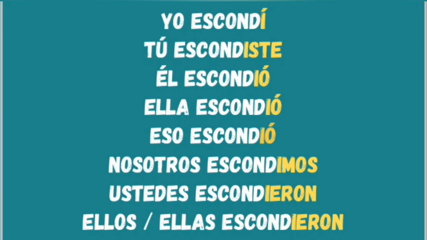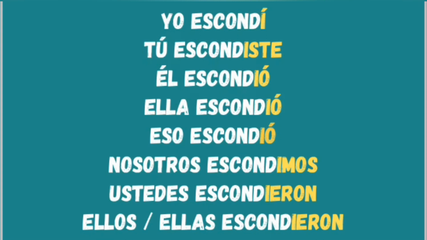Now, if you want to say it hid, then you have to say eso escondió. Okay, so again, it's ending with I and letter O with an accent, okay? Now, if we're talking about the personal pronoun we, and you want to say we hid, then you have to say in Spanish, nosotros escondimos. Now, if you want to say you hid, you have to say ustedes escondieron.